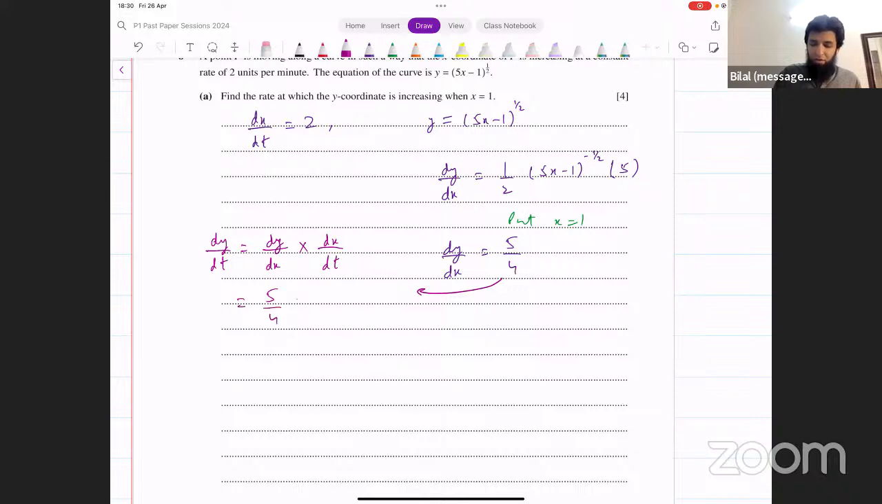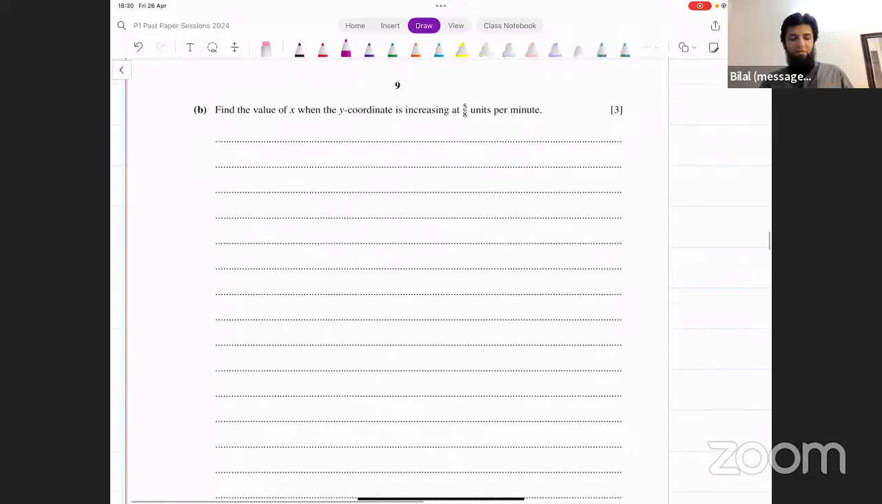5 over 4 multiplied by 2, and that's 5 over 2, which is 2.5. That's the rate of change of the y coordinate when x equals 1. Okay, that's the first part. Let's move on. Now it says find the value of x when the y coordinate is increasing at 5/8 units per minute. So now we know that dy over dt, that is 5/8.